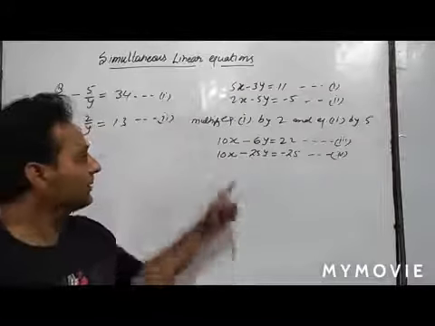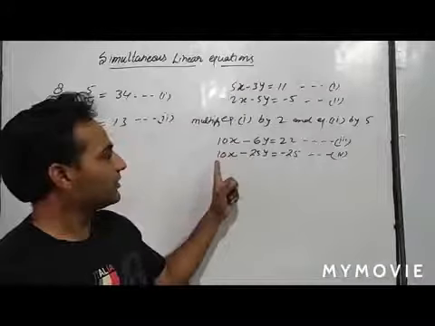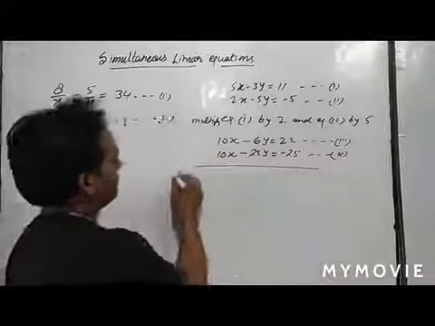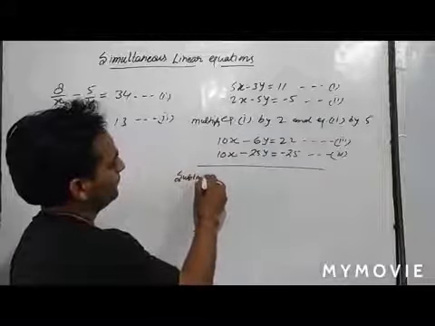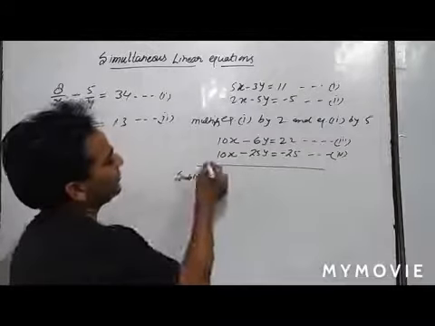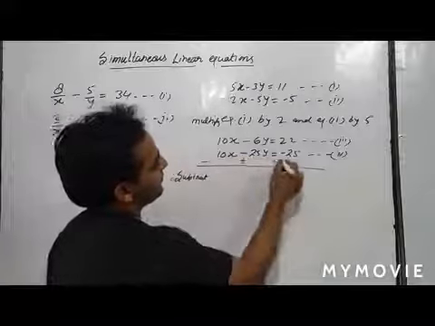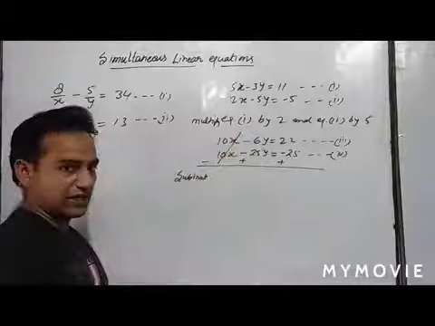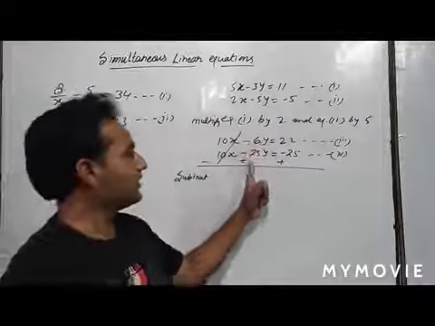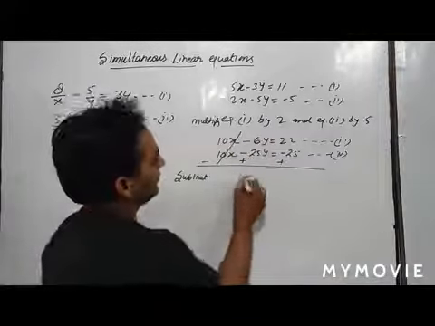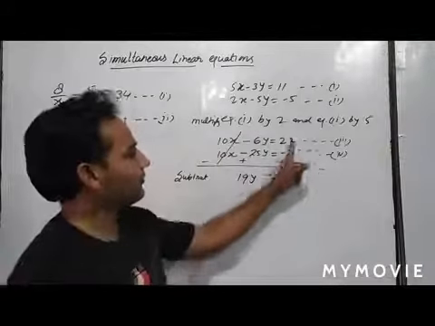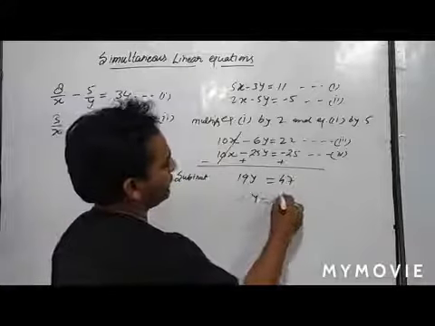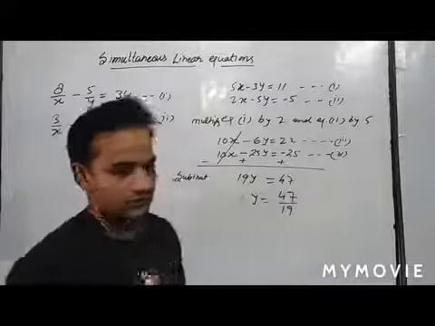Now we can see the coefficients of x in first equation and second equation are same. Now subtract. For subtracting, we need to change the signs, minus then plus, minus then plus. So this 10x and minus 10x will be cancelled, eliminated. So now minus 6y plus 25y, we will get 19y is equal to 25 plus 22 will be 47. So y is equal to 47 upon 19.